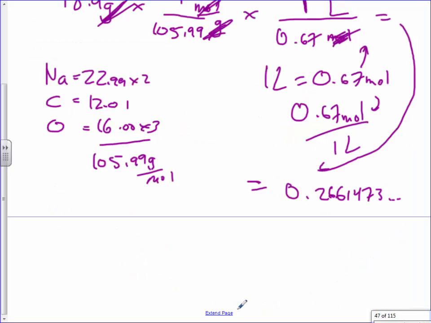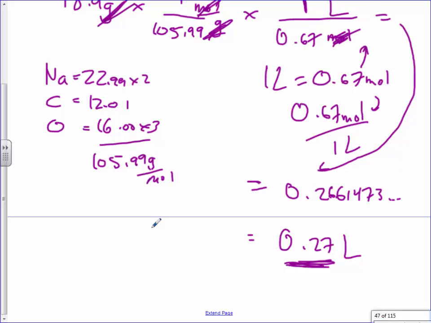Anybody else get that? Awesome. Okay, two last things then. I need to round this and I need proper units. Two sig digs makes this 0.27 for my precision. And for units, the unit that was left that didn't cancel was liters. So that is how much water you should add to make the solution.